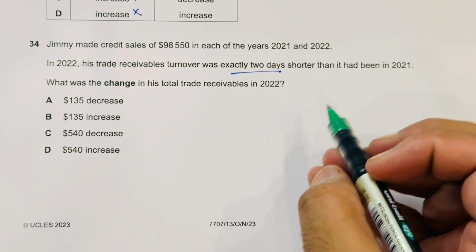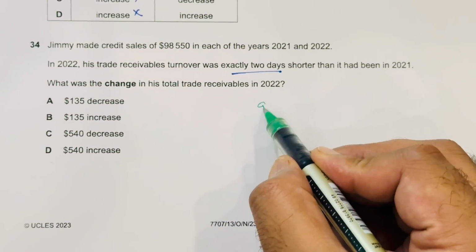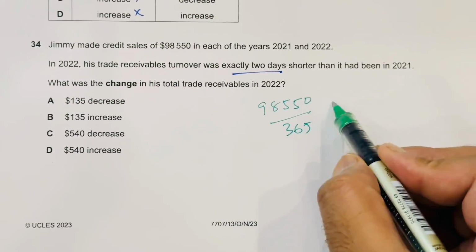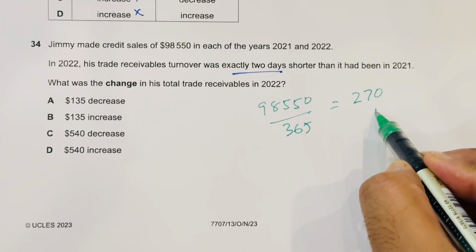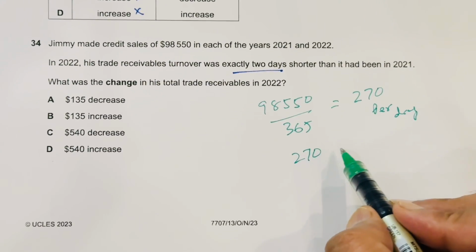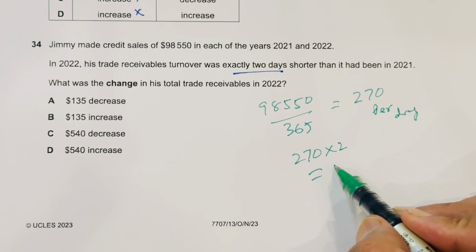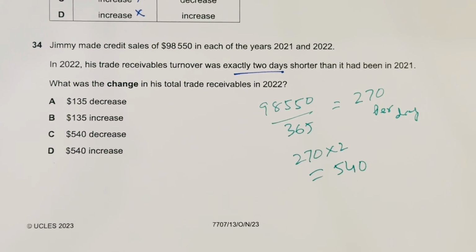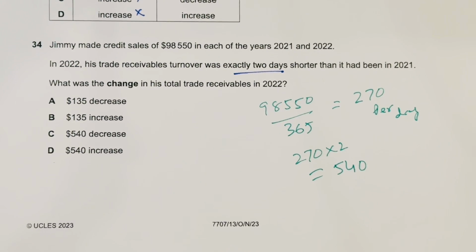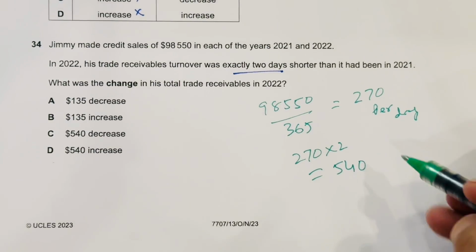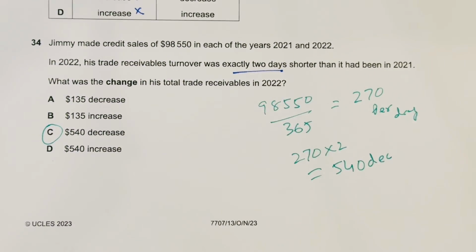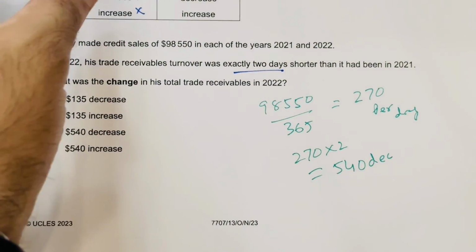So first we need to calculate 98,550 divided by 365, so it would be 270 per day. For 2 days, 270 multiplied by 2 gives 540. So now the question is whether it would increase or decrease. Since he is receiving earlier, the receivable would decrease by how much? By 540. So option number C is the right choice. So this is how we have done it.